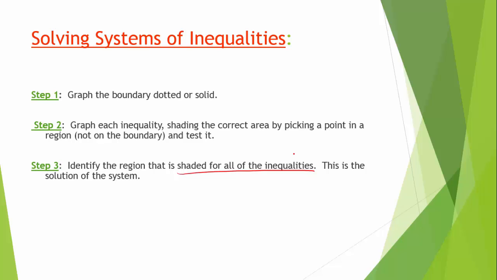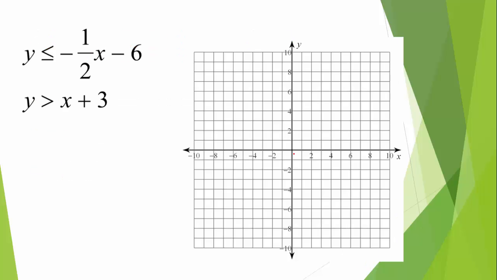Okay, let's look at one example. So we've got y is less than negative 1/2 x minus 6, and y is greater than x plus 3. So we'll do each of these separately, but on the same grid. So I'll start with the first one. I'll do it in red. So y is less than or equal to negative 1/2 x minus 6.